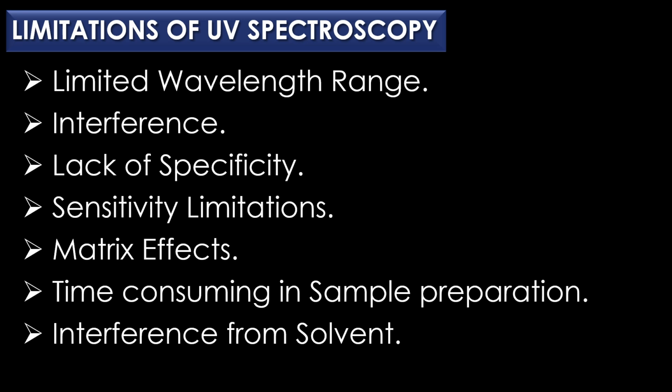The second limitation is interference. The presence of other absorbing species in a sample can interfere with the analysis, making it difficult to accurately quantify the target analyte. The third limitation is lack of specificity. While UV spectroscopy can be specific for certain compounds, it may not be able to distinguish between isomers or closely related compounds with similar absorption spectra.